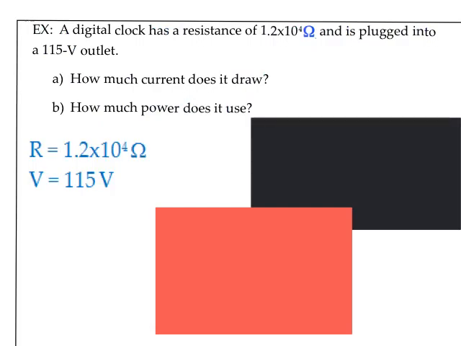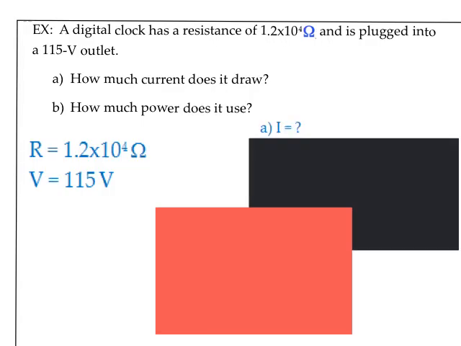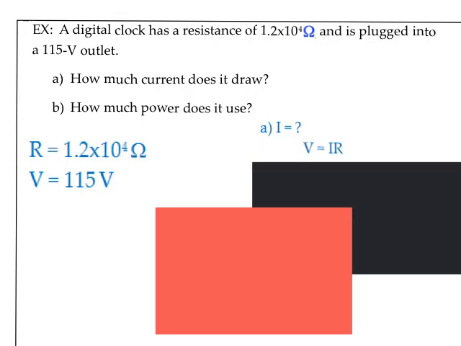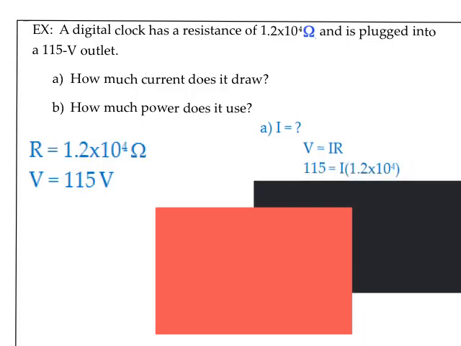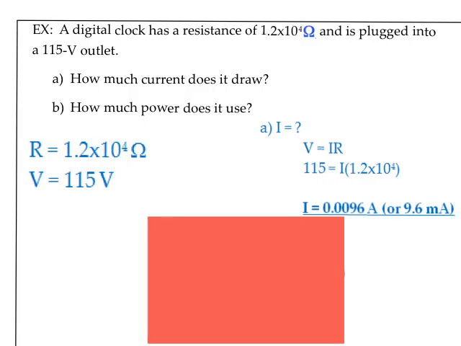So we have an example problem. A digital clock has a resistance of 1.2 times 10 to the 4th ohms, and it's plugged into a 115 volt outlet. So I labeled the givens for you right here, and we're looking for the current. Current is going to be a capital I, and since I know voltage and resistance, I want to look for a formula that's got a V, an I, and an R in it, and hopefully you come up with Ohm's Law for that. From here, we can plug our numbers in and then solve for the current. And you should have gotten about 0.0096 amps, or since that's so small, I went ahead and showed you what the milliamps version would be if I move my decimal over.